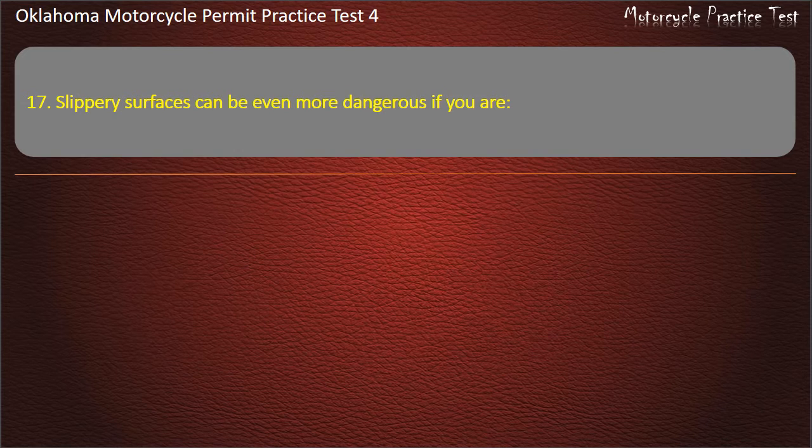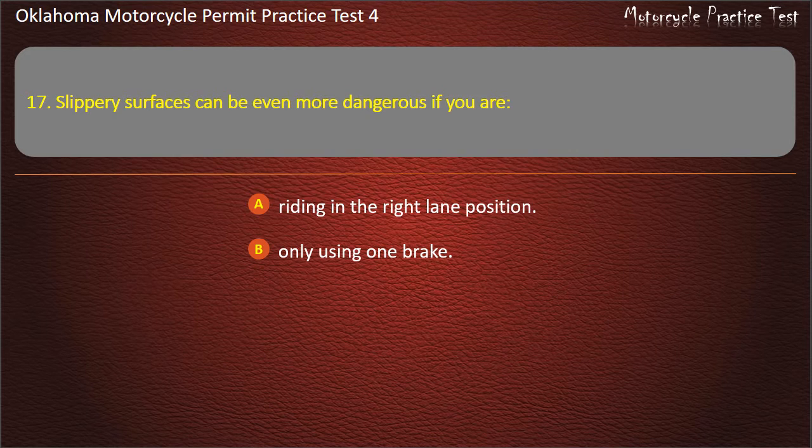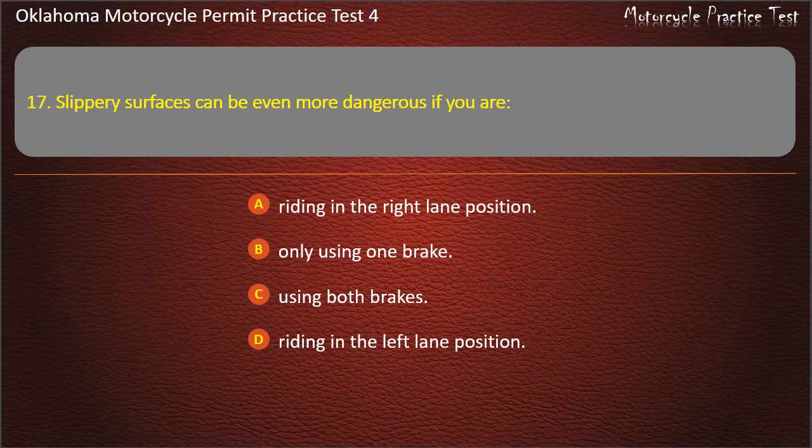Question 17. Slippery surfaces can be even more dangerous if you are riding in the right lane position, only using one brake, using both brakes, riding in the left lane position. Answer. Only using one brake.